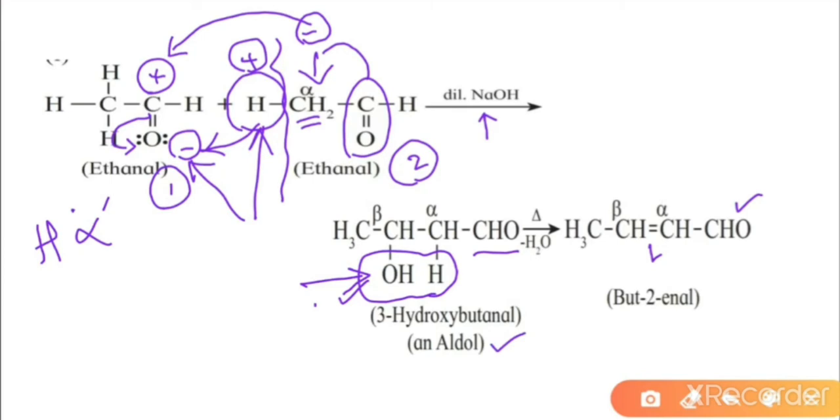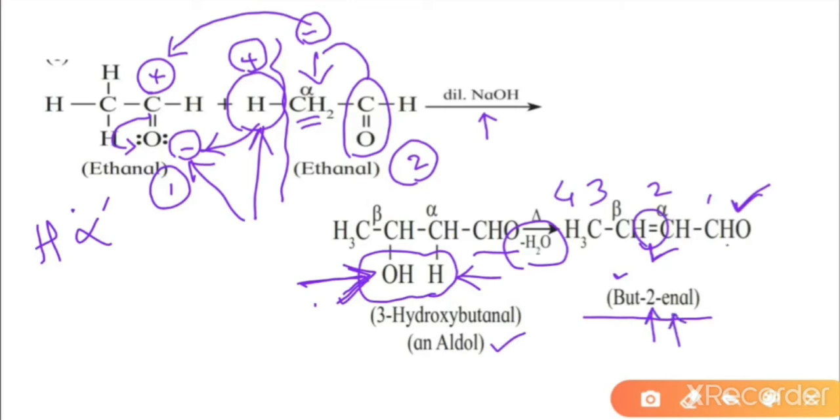This aldol contains alpha hydrogen and beta hydroxy functional group, removed in the form of water, and forms enal product. IUPAC name: but, 1, 2, 3, 4. But the double bond is present after the second carbon atom, so but-2-enal.